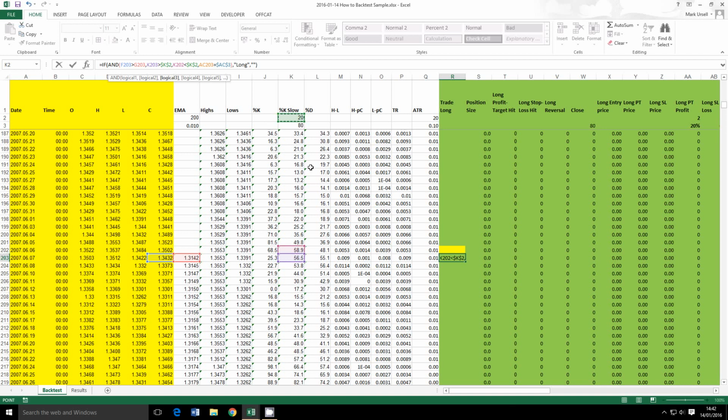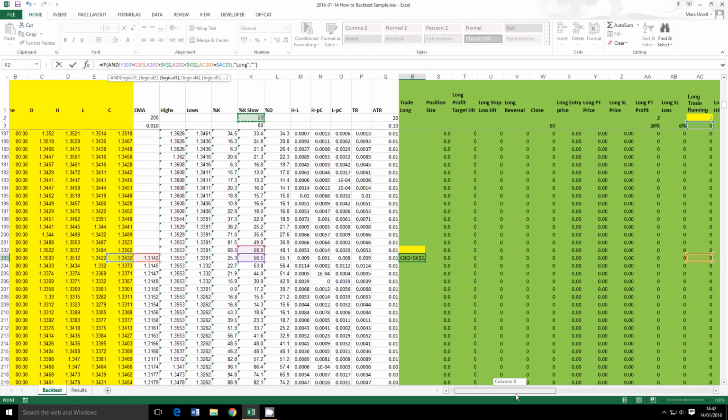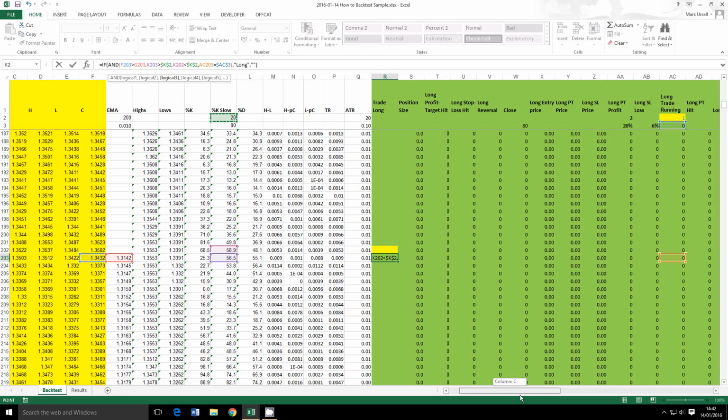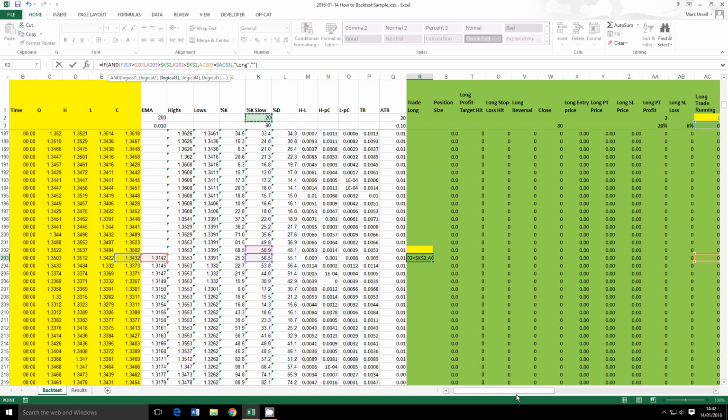Okay, there are my entry criteria. Now we've got another one here that's sitting here, and the reason for this is I only want to enter one trade at a time.